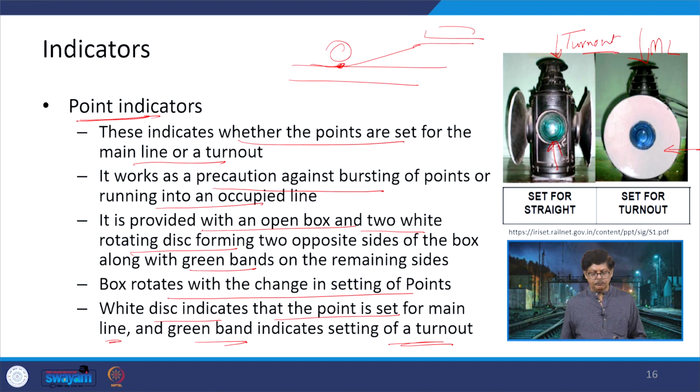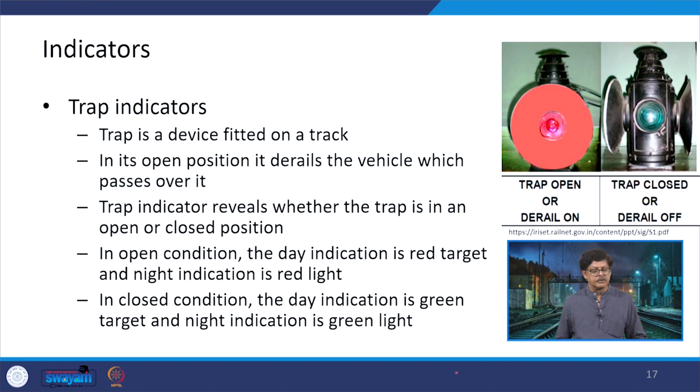So, such a beautiful way of providing the information here. Another is a trap indicator. The trap indicator is what? This is a device which is fitted on the track. In the open position, it derails the vehicle which passes over it. The trap indicator reveals whether the trap is in an open or a closed condition.